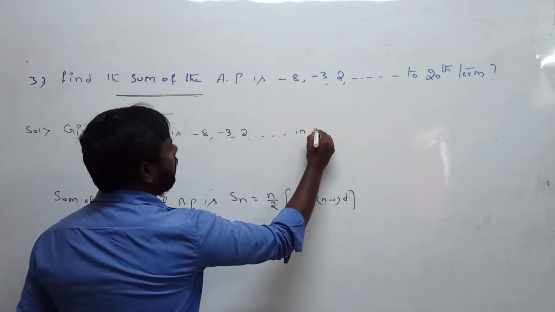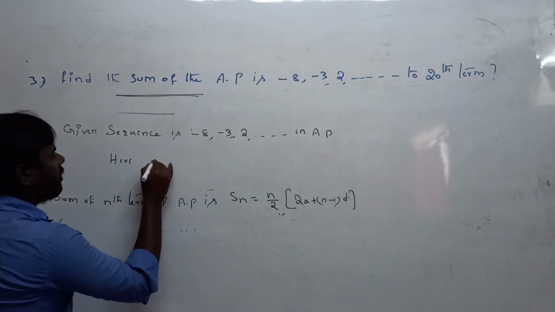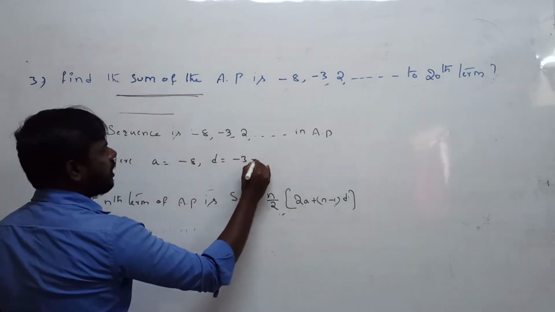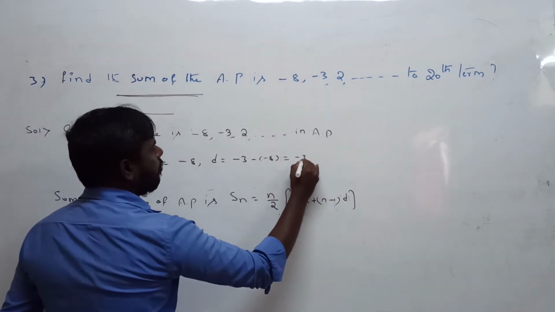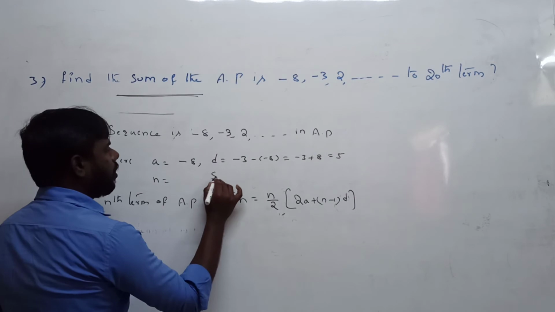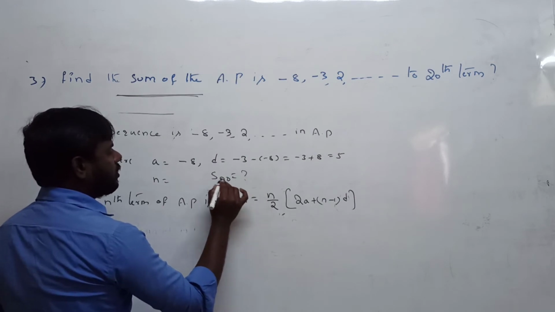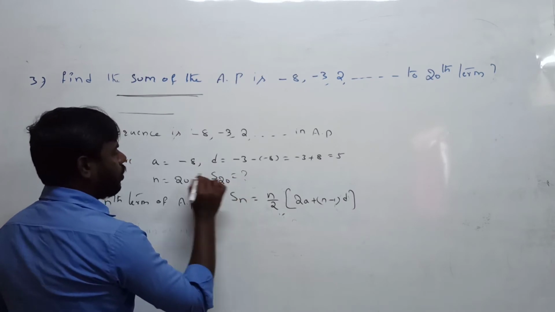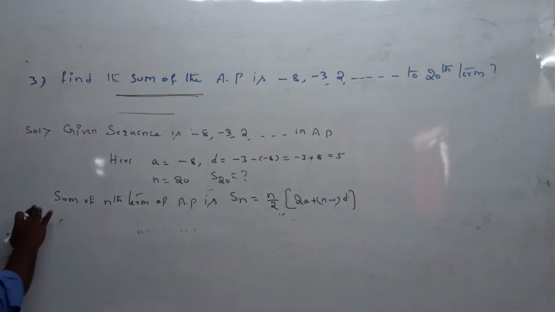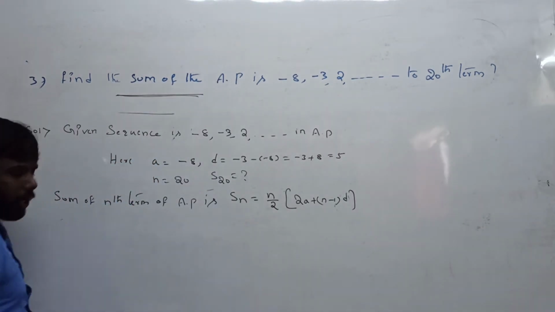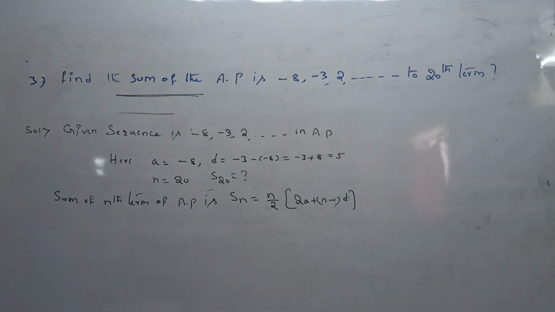In this arithmetic progression, the first term is minus 8. The common difference is any term minus the before term: minus 3 plus 8 is equal to 5. To calculate the sum of the 20th term, n is nothing but 20. So we apply the sum of the nth term formula of the arithmetic progression: Sn is equal to n by 2 into 2a plus n minus 1 into d.